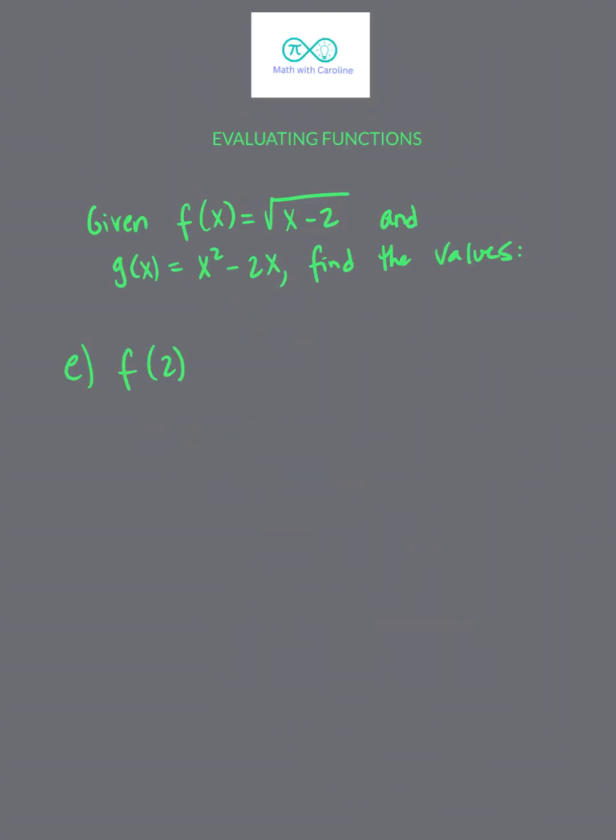For our last example with these functions, let's do f of 2. So we know that this means that we need to plug in 2 for x, and we have to use function f, so we're going to plug in 2 for x into this function. So we have the square root of 2 minus 2, which is 0, and we know that the square root of 0 is 0, because 0 times 0 is 0.